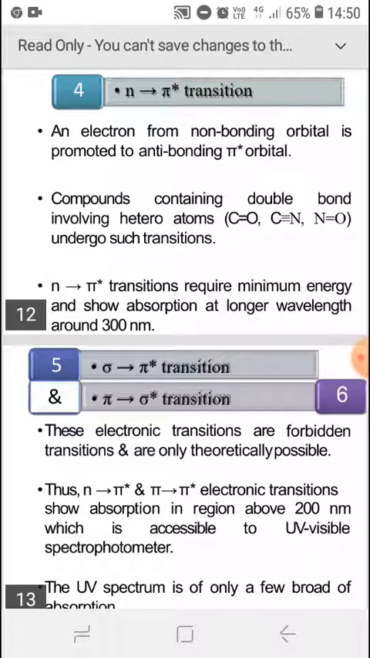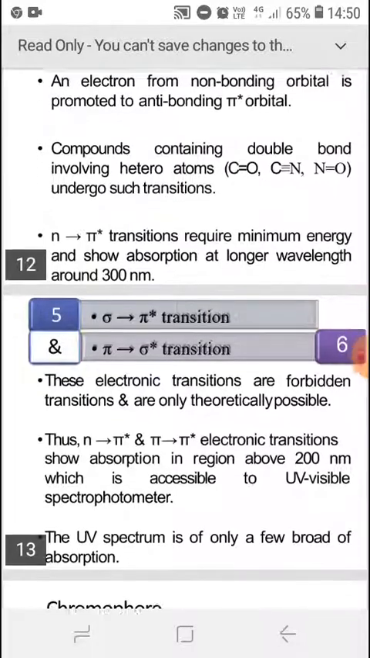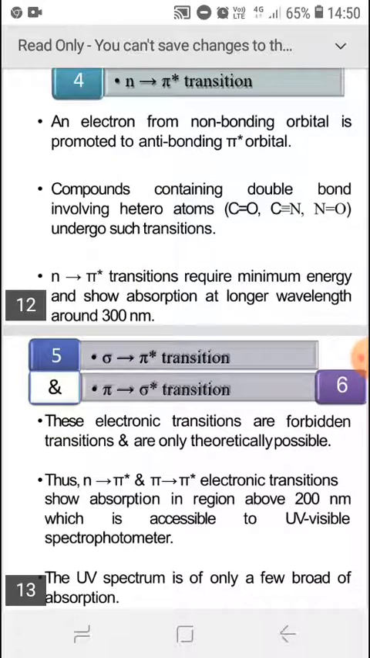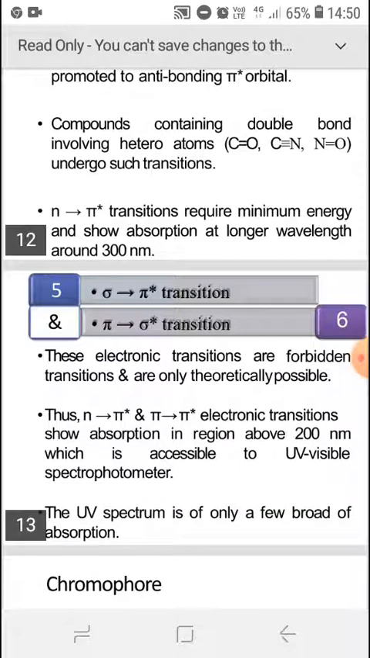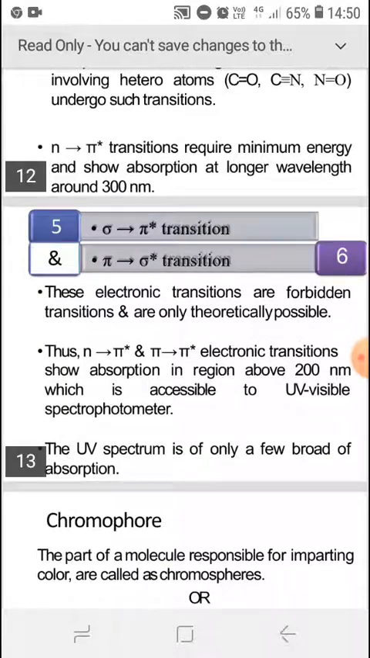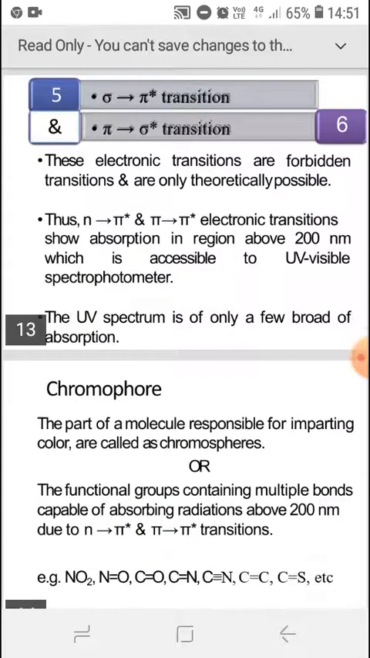The next type of transition is n to pi star, when an electron from a non-bonding orbital is promoted to the antibonding pi star orbital. Compounds containing double bonds involving heteroatoms like C=O, C=S, and N=O undergo this type of transition with a maximum wavelength of 300 nanometer and minimum energy.